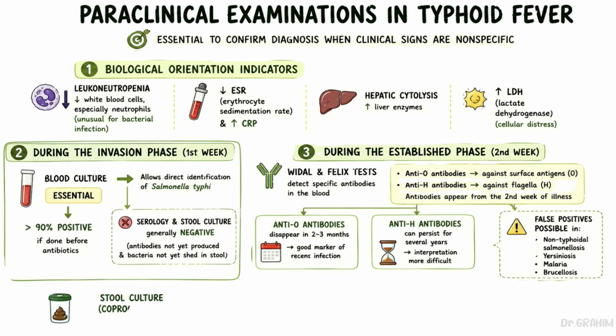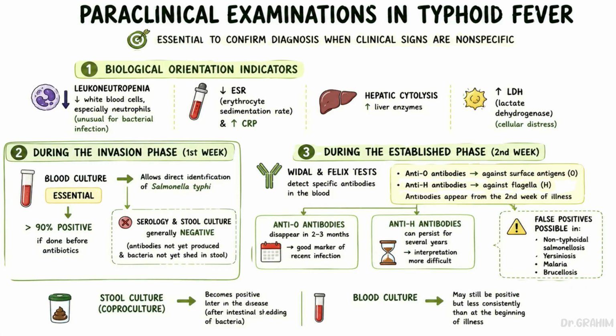Stool cultures or coprocultures become positive later in the course of the disease, often after the start of intestinal bacterial shedding. Blood cultures at this stage may still be positive but less consistently than at the beginning of the illness.